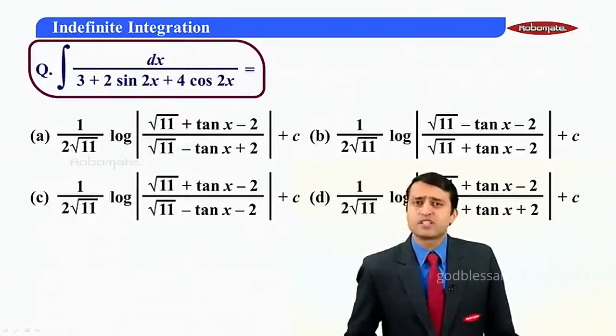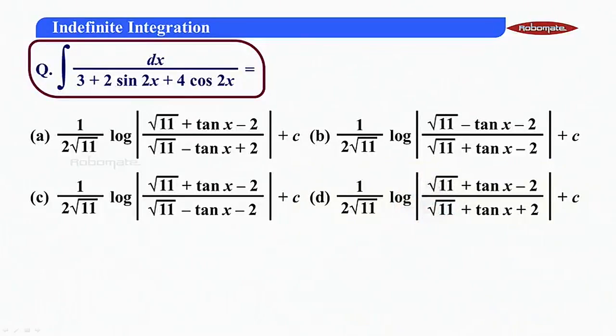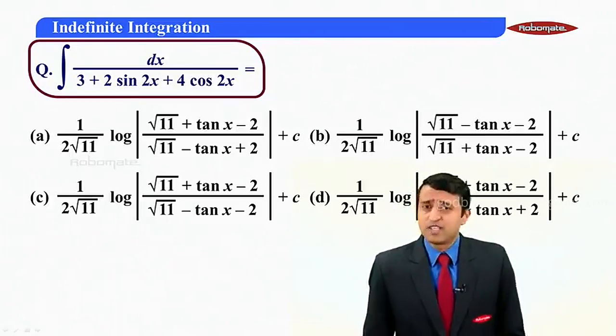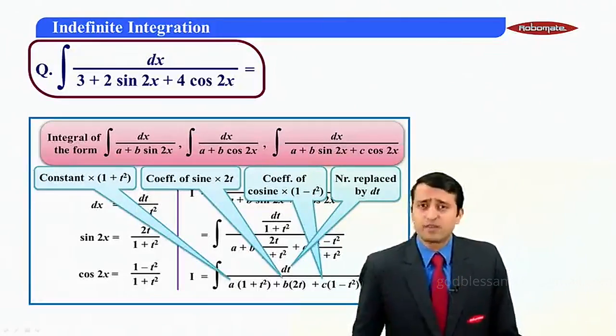Now the question here says, which of these is the correct answer to the question 1 upon 3 plus 2 sine 2x plus 4 cos 2x. Now my dear students, how do we solve this? Again, we call back our shortcut. Now this is what we have to do in this case.